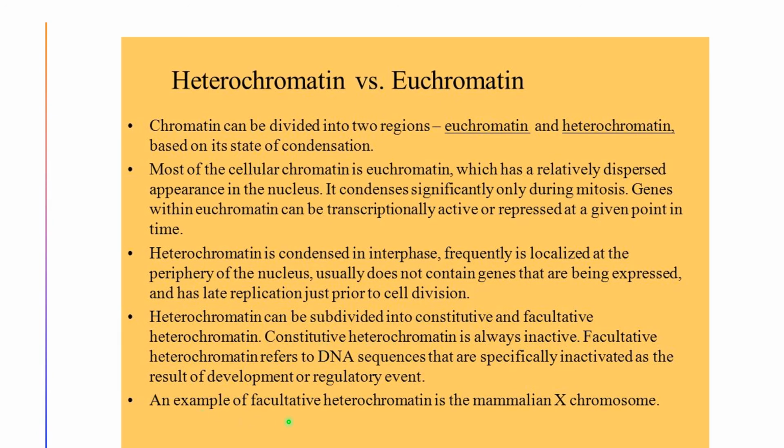Fine. Now an example of facultative heterochromatin is the mammalian X chromosome. Facultative heterochromatin example is the mammalian X chromosome. Okay.